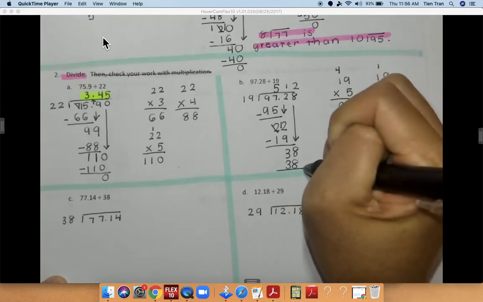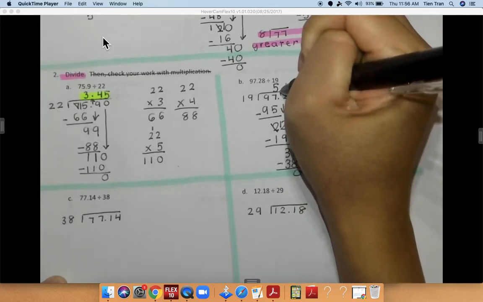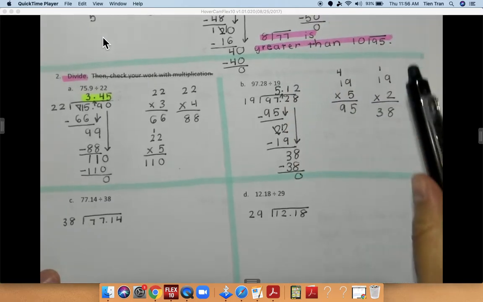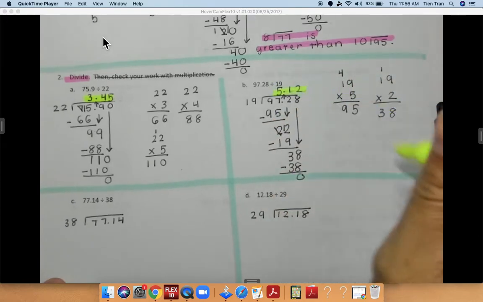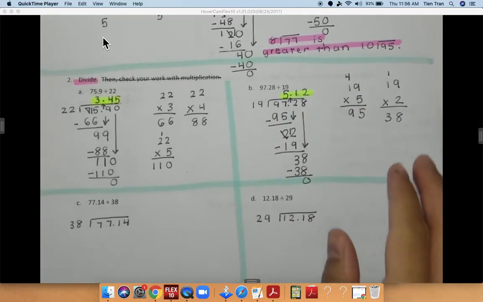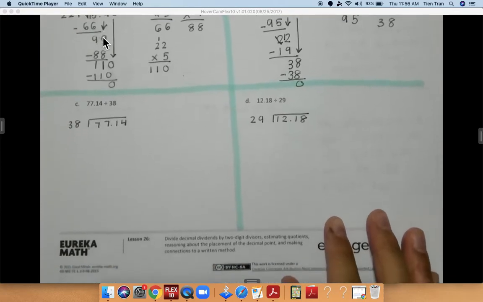So 38 minus 38 is equal to 0. Don't forget to bring up your decimal or your answer is incorrect. Okay, so I brought up my decimal and I got 5 and 12 hundredths. Now I'm moving on to problem C.